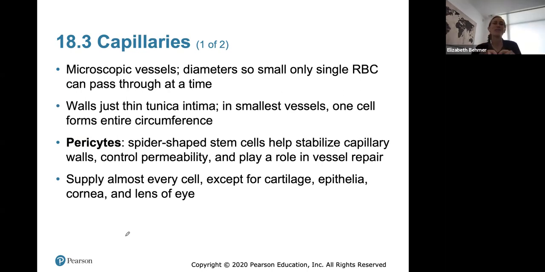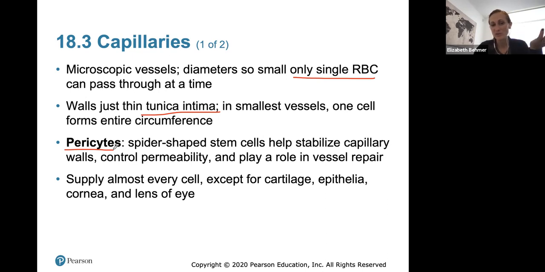Capillaries then are microscopic vessels. Their diameters are so small that only a single red blood cell can pass through at a time. Their walls are just a very thin tunica intima, the endothelial layer, where one cell forms the entire circumference. Pericytes are spider-shaped stem cells that help to stabilize capillary walls, control permeability, what goes in and out, and play a role in vessel repair.